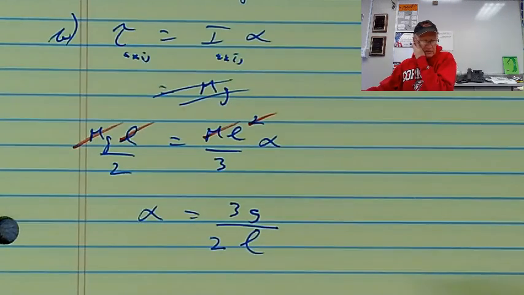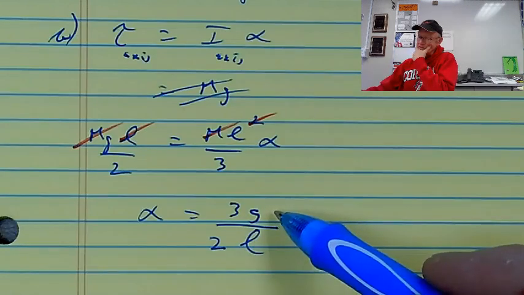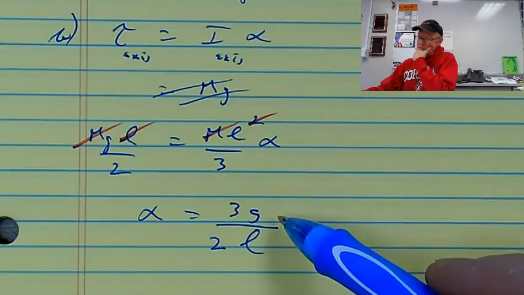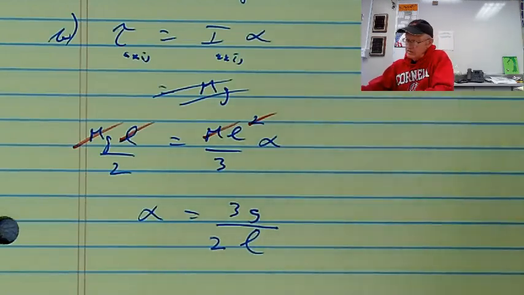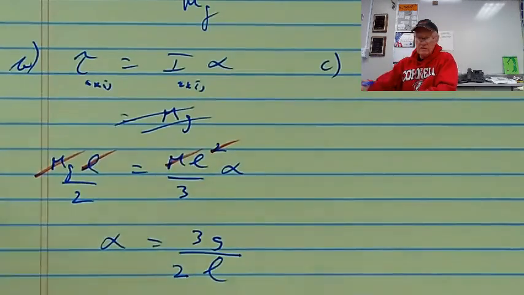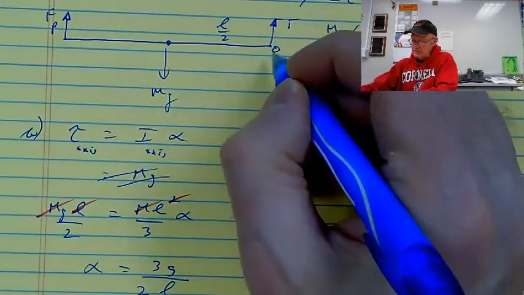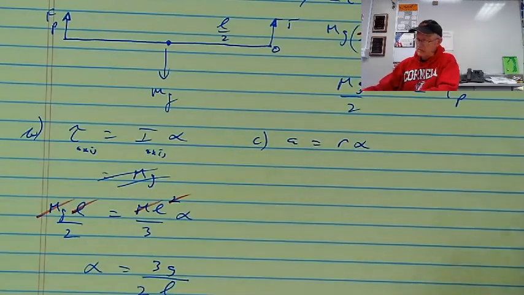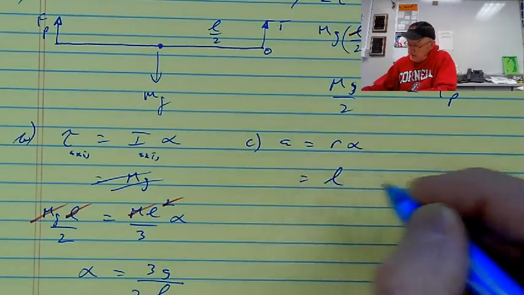Okay, part C. Part C is pretty straightforward. We're looking for the linear acceleration of this point here. Remember, this point is now falling. So the linear acceleration, a equals R alpha, which is L times alpha down here, which is 3g over 2L. There goes the L. Now it really does have recognizable units of acceleration. That's 3/2 of gravity.